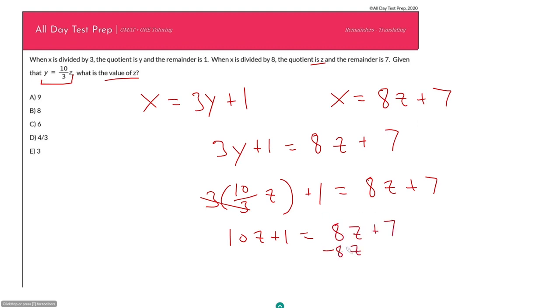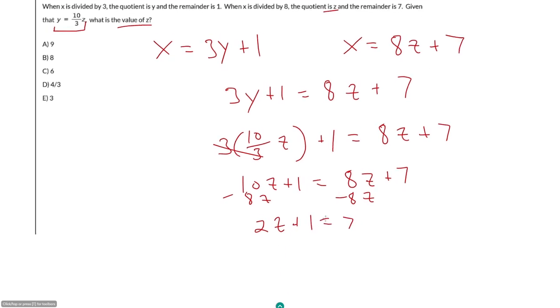Subtract 8z from each side. 2z plus 1 is equal to 7. 2z is equal to 6. Therefore, z is equal to 3. So what is that? E is going to be our answer.